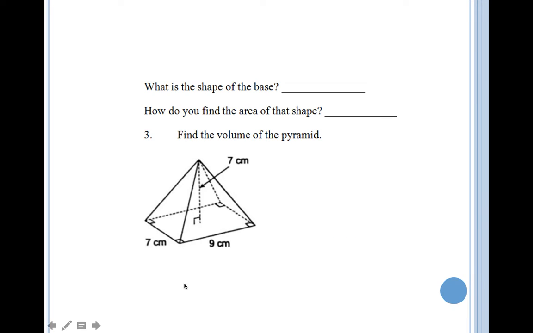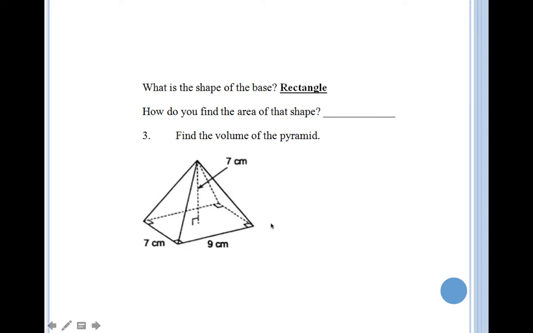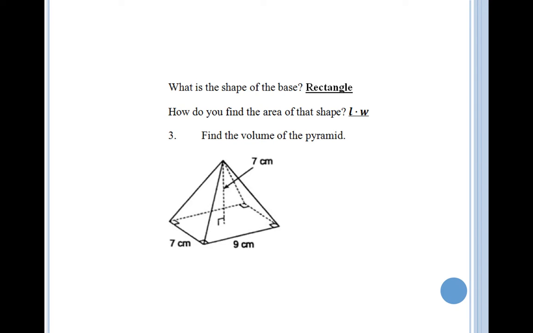Next one. Look at the shape of this base. This is a 7. This is a 9. That makes that a rectangle. Or you can just literally look at the bottom. It's a rectangle. How do you find the area of a rectangle? That's length times width. So in my general formula, where it's B, I'm going to plug in length times width because that's how I find the area of my base.